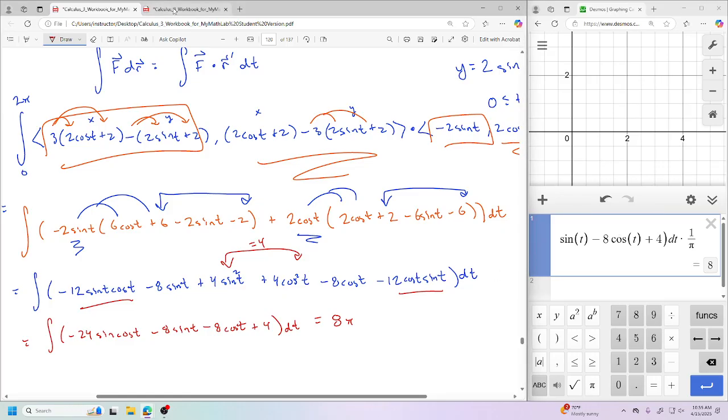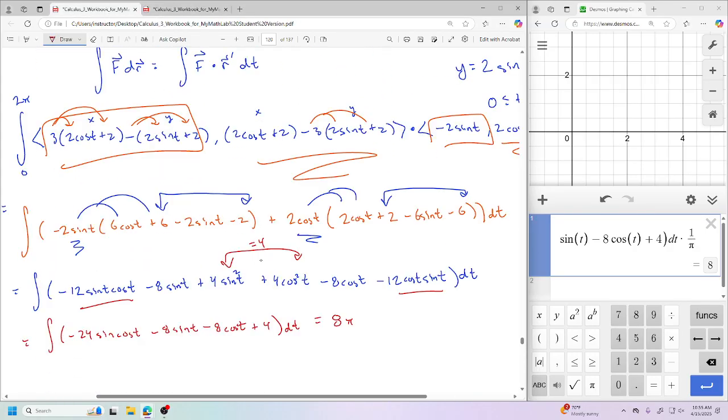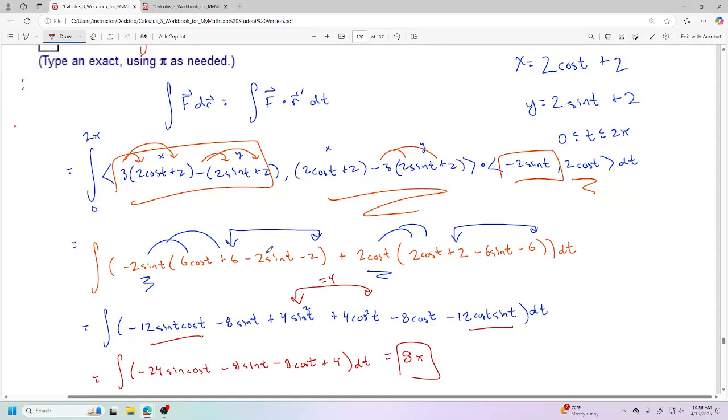Now let's go and check the answer. I want to go check it, and sure enough, it's it. We did it. So now that you see what's going on, that's the whole chunk of it. Sine t, 8 sine t, 8 cosine. Oh yeah, sorry, there's a t there. You're right. It's sine of cosine. Yeah. There's a lot of moving parts.